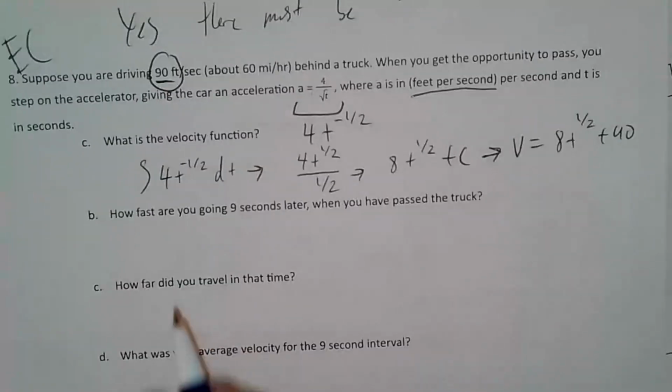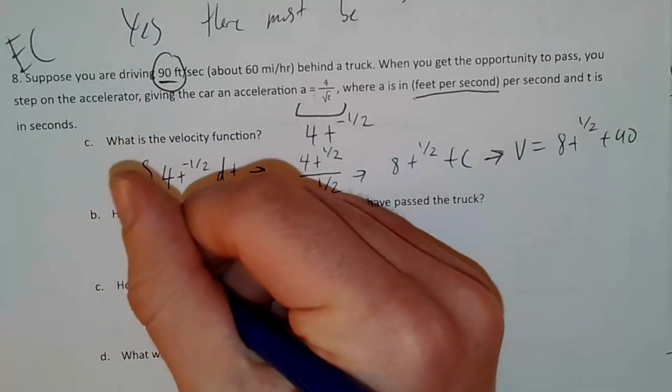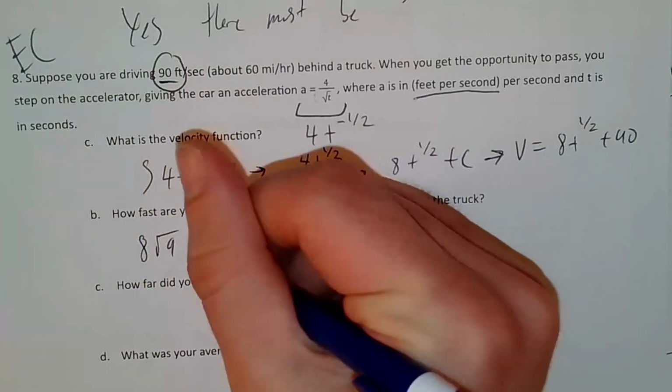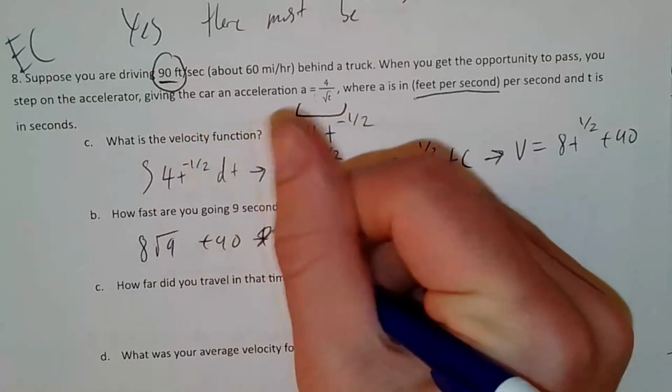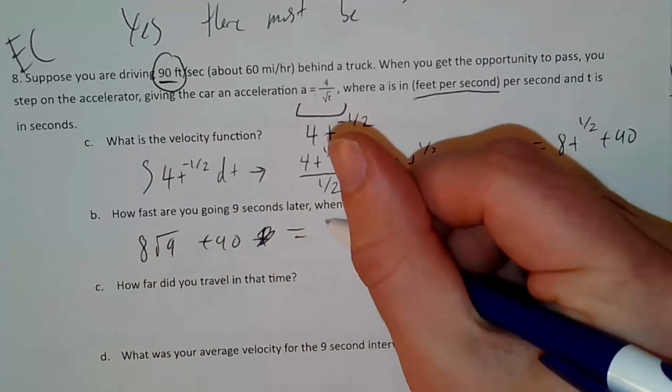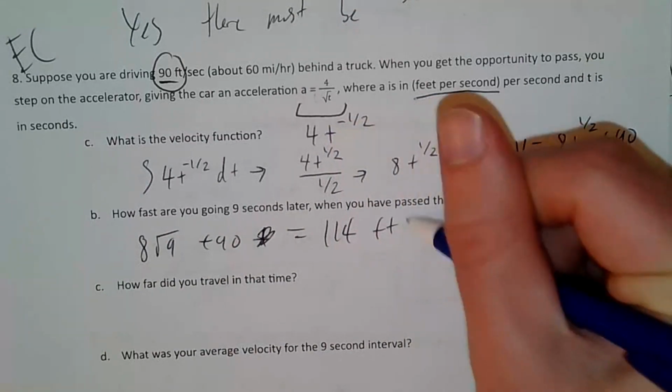9 seconds later, how fast are you going? So this, you just plug in 9 to this equation. So you're going to get 8. Remember, t to the 1/2 is the square root. That's square root of 9 plus 90. That equals, that's 8 times 3 is 24, plus 90 is 114 feet per second.